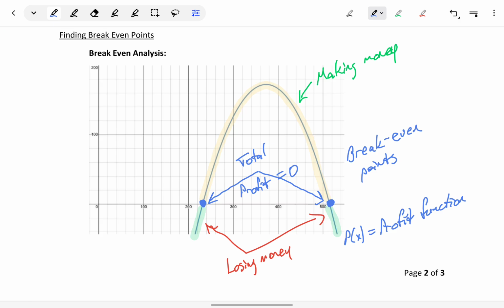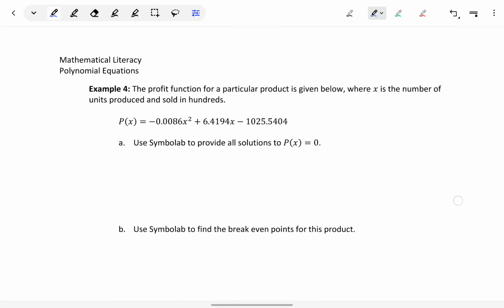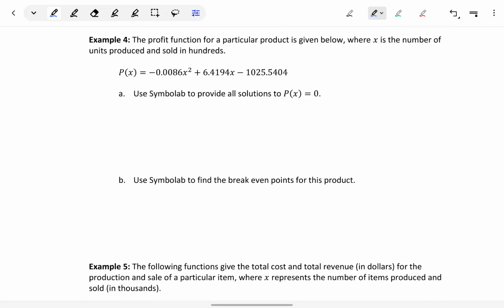And in order to find those points, what we're going to do is solve our profit function set equal to 0. So determine where our profit function takes on a value of 0. We can look at that in example 4, where we're given the profit function for a particular product, where X is the number of units produced and sold in hundreds. We want to use Symbolab to provide all solutions to that profit function set equal to 0.